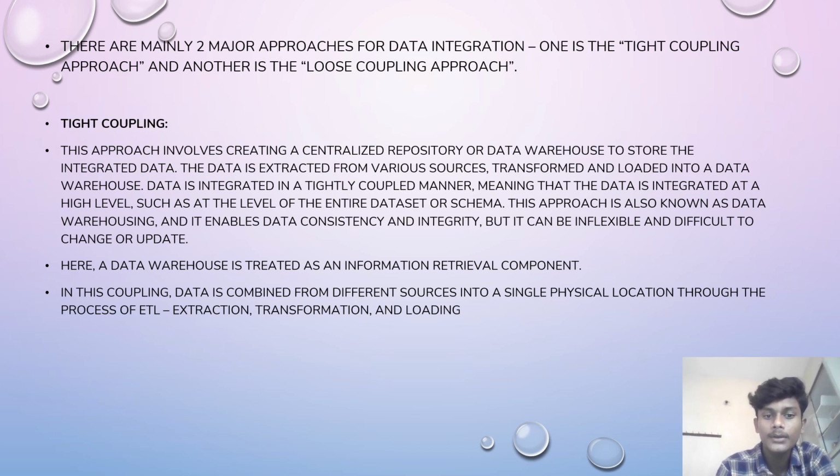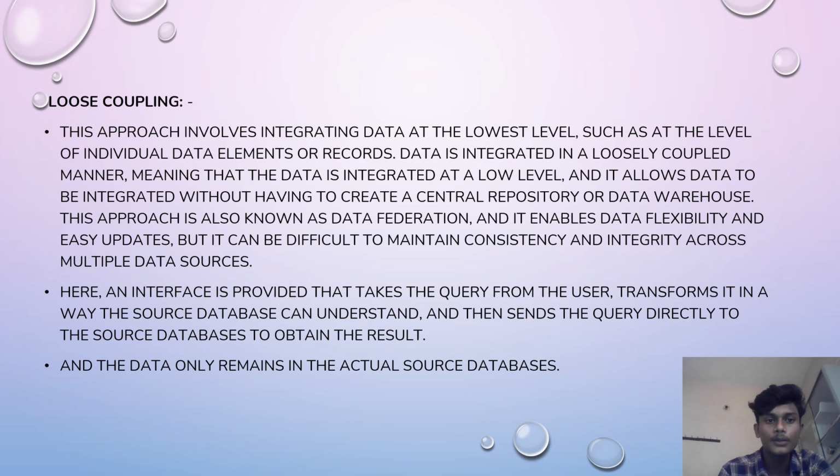Here the data warehouse is treated as an information data component. In this coupling, data is combined from different sources into a single physical location through the process of ETL, that means extraction, transform, and loading. And now let's see the loose coupling. This approach involves integrating data at the lowest level, such as at the level of individual data elements or records. The data is integrated in a loosely coupled manner, and it allows the data to be integrated without having a central repository or data warehouse. This approach is also known as data federation, and it enables data flexibility and easy updates, but it can be difficult to maintain consistency and integration across the multiple data sources.